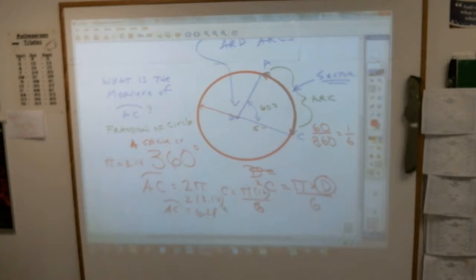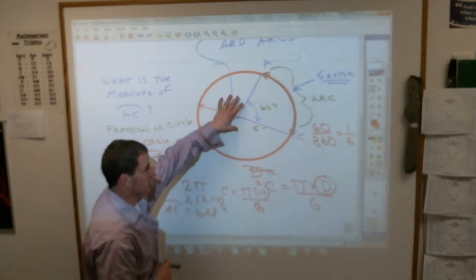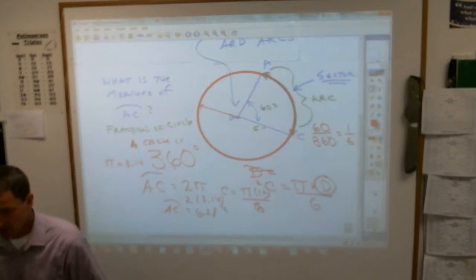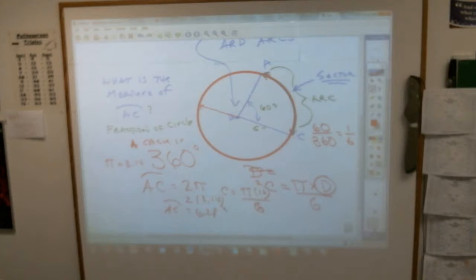But again, it's all based on knowing that there are 360 degrees in a circle and then you're cutting that into pieces. Let's do another one. If you want to look at the problem in the book, we're going to do the practice problem there.